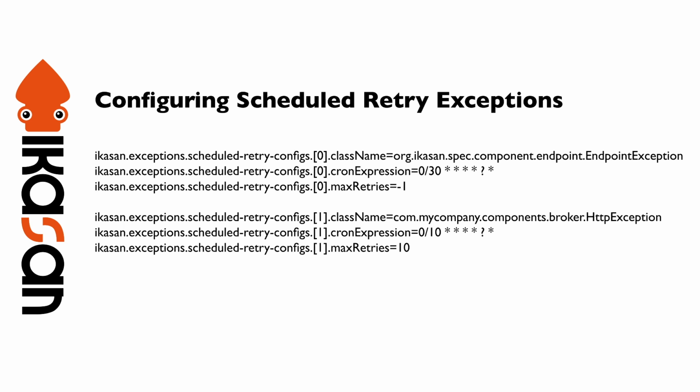So you can see the first one for the endpoint exception will retry indefinitely at a period of every 30 seconds. And the second HTTP exception retries on an interval of every 10 seconds for a maximum of 10 retries. And once again, as in the previous example, if our 10 retries have been exceeded, the flow that is processing that particular component will go into a stopped in error state, and the monitoring service will be notified.